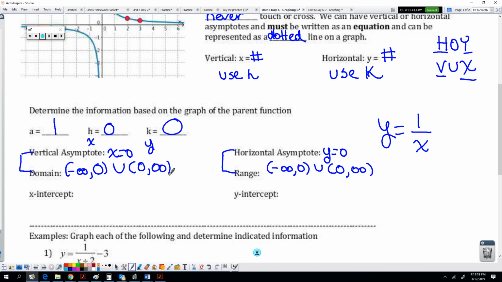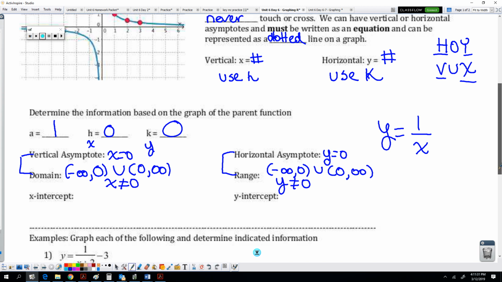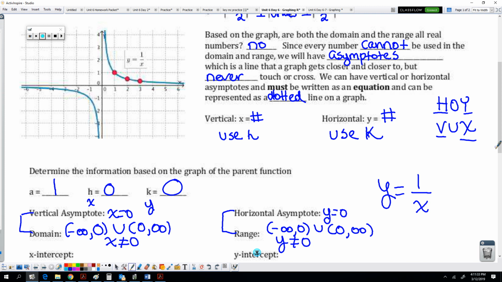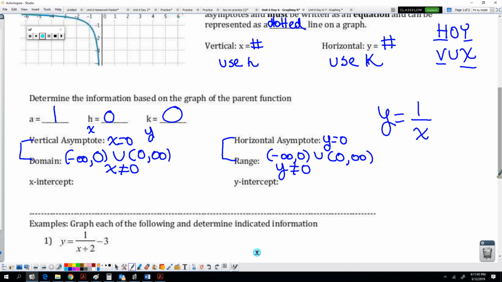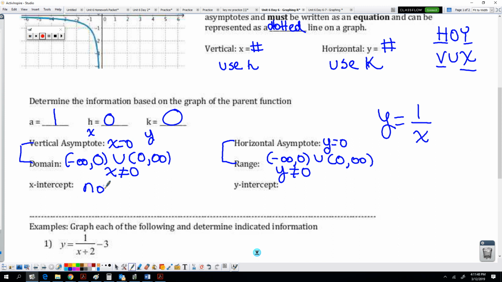Now, a lot of times you will also see it as x cannot equal 0 and also y cannot equal 0. So we want to determine what my x-intercept and my y-intercept are going to be. If you take a look at this graph, no matter what happens, it's never going to cross this right here. So you're not going to have an x-intercept and you're not going to have a y-intercept. You're going to write down none for both because they would never cross your x or y axis.